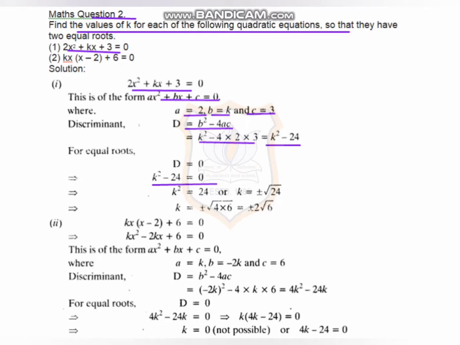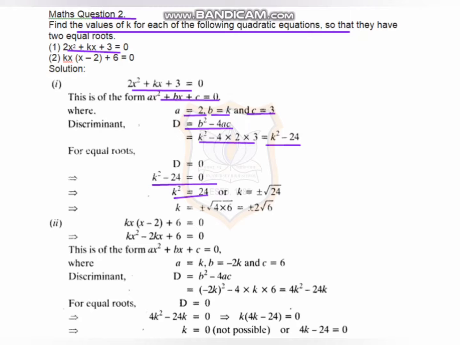So the value of k square equals 24. This minus 24 on the other side becomes positive. So k square is equal to 24, so the value of k is equal to plus minus root 24. By solving the value of root 24, we get plus minus 2 root 6.